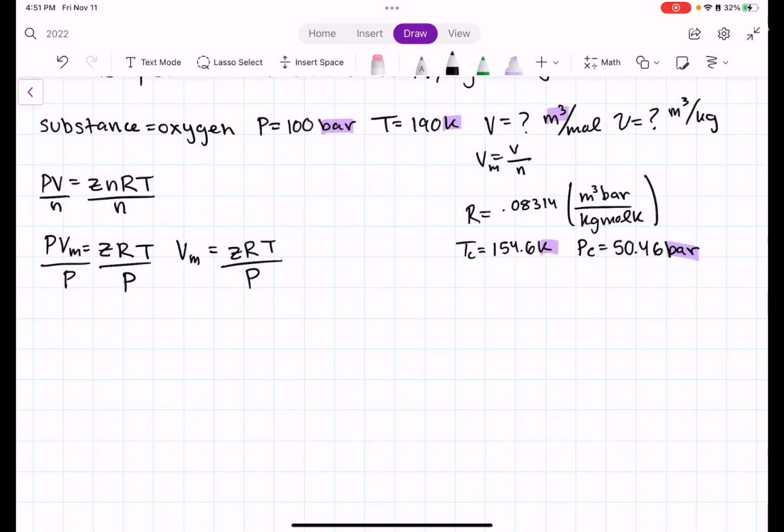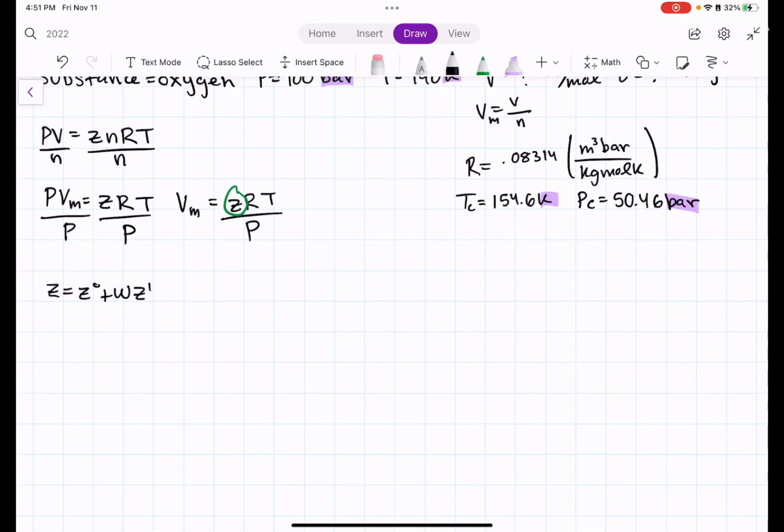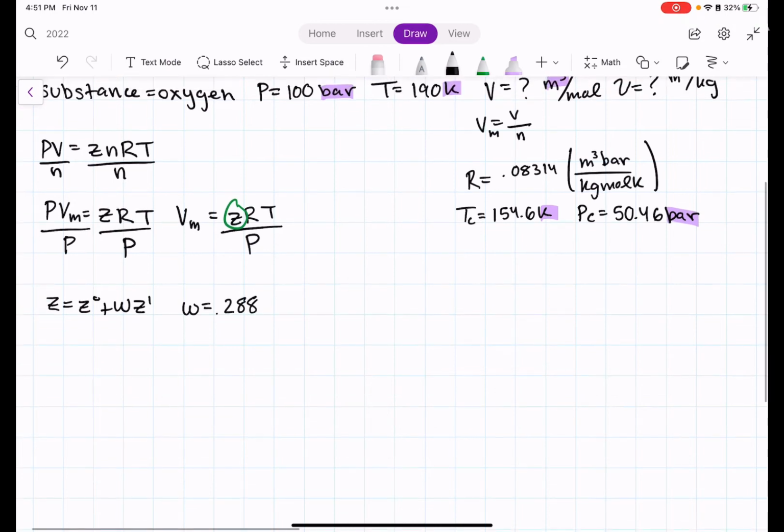Alrighty. Great. Let's go ahead and solve for Z using Lee-Kesler. So we know that the formula for Z is equal to Z naught plus W Z prime. Our W, our acentric factor for oxygen, is tabulated. So I know my textbook tells me that it is equal to 0.288. In order to find my Z naught and my Z prime, I need TR and PR.